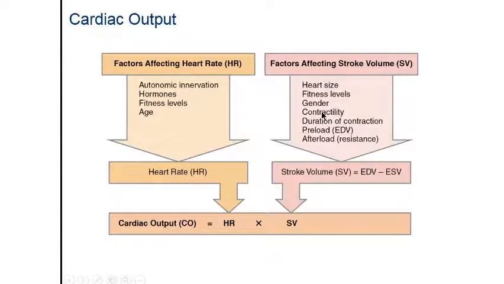Fitness level, gender, right, contractility, the ability of the heart to squeeze the blood out, right? If you had a heart attack, then your contractility would be reduced, and that could cause stroke volume to be reduced. How long does the contraction last, as well as something called preload, afterload. So basically, preload is how much blood is in the ventricles before you squeeze, and afterload is how much blood is left over after a squeeze. And if you subtract the two, then you get the stroke volume. So by changing the heart rate, changing the stroke volume, you can change the cardiac output.